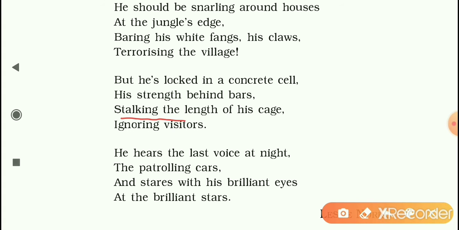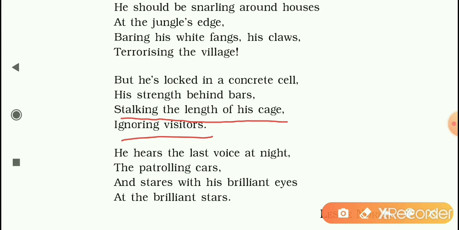He's stalking the length of his cage. So whatever limited space is there in his cage, he's stalking it. He's just pacing in his cage again and again, ignoring visitors. Can you tell me why the tiger, who is so proud and arrogant, is ignoring visitors? Because obviously the tiger is a proud animal.